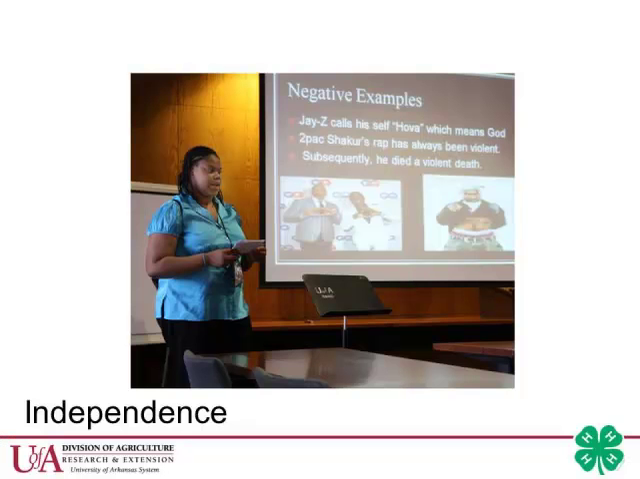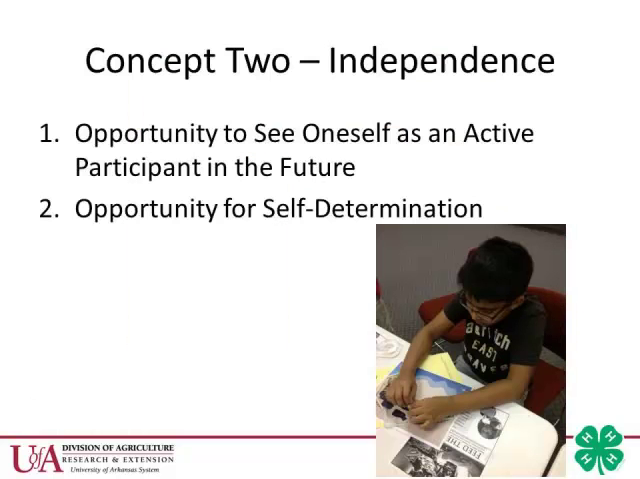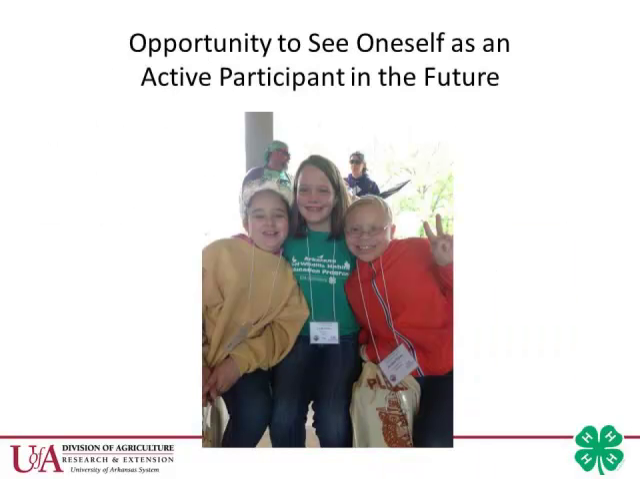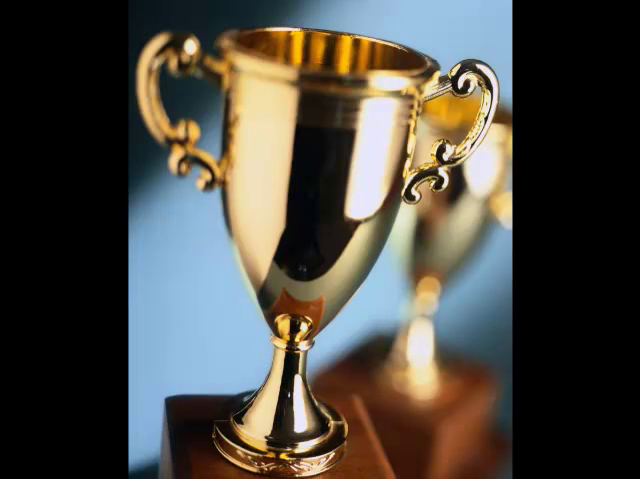Concept 2 is independence. Youth have the opportunity to see themselves as active participants in their future and become self-directed, autonomous adults. There are 2 essential elements that fall under the independence concept. These essential elements are opportunity to see oneself as an active participant in the future, and opportunity for self-determination. The ability to see oneself in the future is to have hope and optimism to shape life choices, which facilitates the transition into participating in the future.